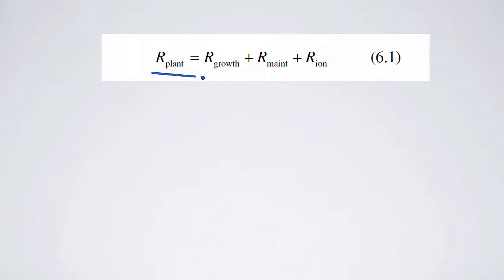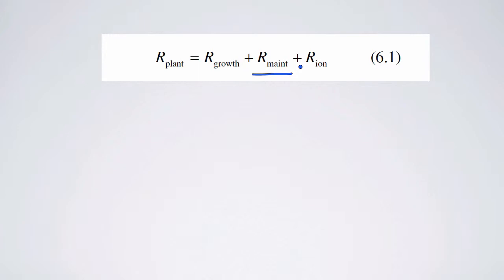Now, the respiration of a plant can be partitioned into three factors. The first one is called growth respiration. And growth respiration is the cost of synthesis of new compounds and of new biomass. The second one is maintenance respiration. And once biomass is produced, some of that biomass requires maintenance that requires energy too.